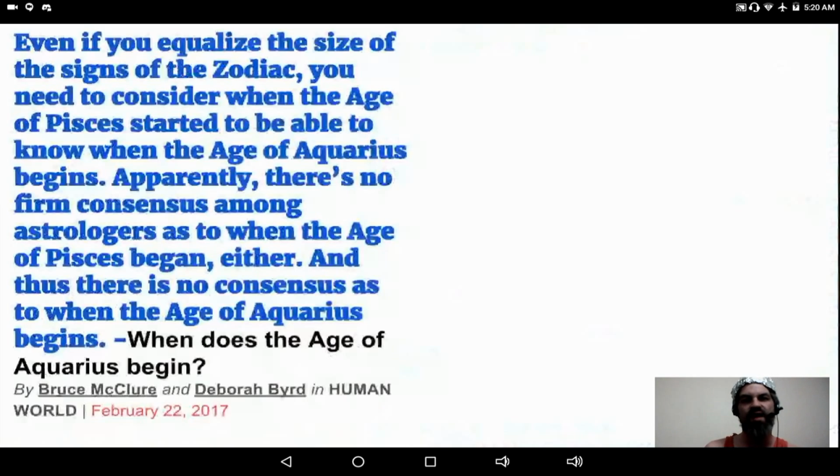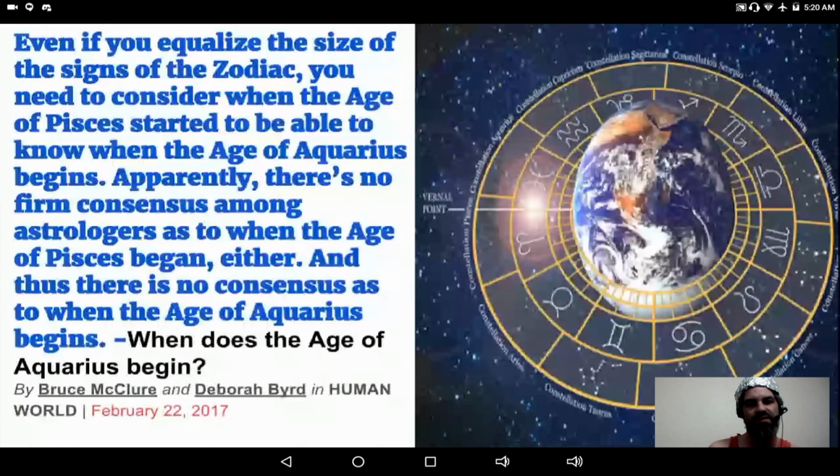If you equalize the size of the signs of the zodiac, you need to consider when the age of Pisces started to be able to know when the age of Aquarius begins. Of course, you don't know when one starts, you don't know when it ends to begin the next one. Well, apparently there's no real consensus among all the astrologers as to when it began, so there's no consensus as to when the age of Aquarius began.